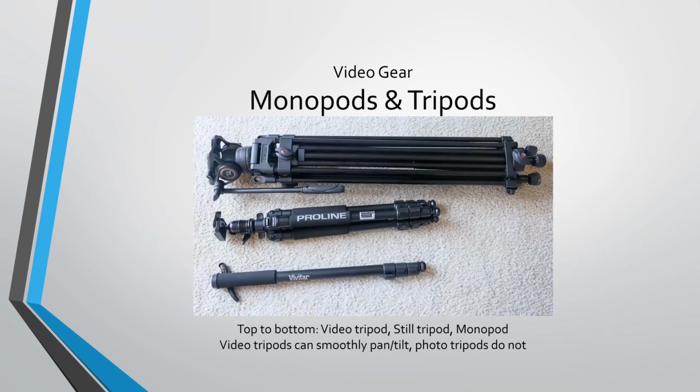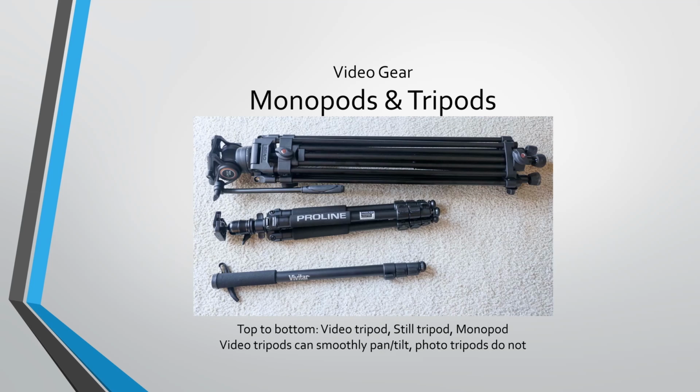So here are my tripods. You can see they're very different. The one on the top is a video tripod. It's designed so that you can pan and tilt and move the camera while you're shooting, and things will go smoothly, and you won't give people seasickness as you're moving the camera, but it's heavy and big.